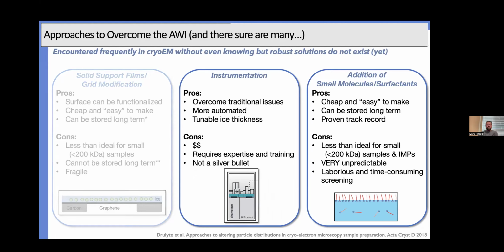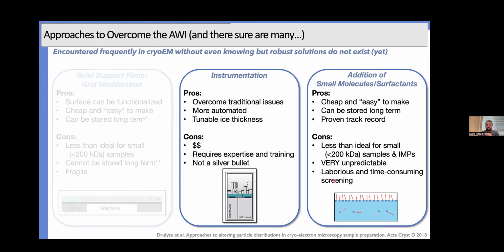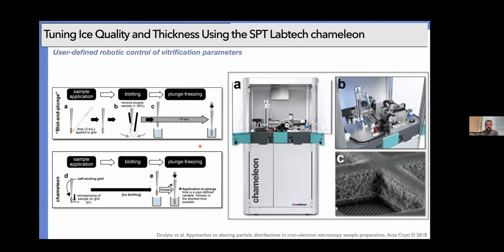And so, what my group wanted to do is kind of take the best of both worlds. How can we use next generation instrumentation and then revamp basically the idea of how we approach the stochasticity with small molecules? And so we've actually had great success with the SPT LabTech Chameleon. And so what we like about this is under traditional blot and plunge style freezing, where you apply 3 to 4 microliters of sample, you wick it away with blotting paper, and then over the course of 8 to 10 seconds, you then allow it to wick, thin, and then you vitrify.